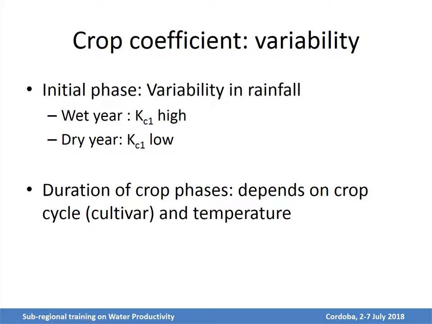We will also have a variability in crop coefficients associated to the different duration of the crop phases for different years. These durations will depend on the crop cycle, on the cultivar, but also on the temperature. If a given year is colder than average, the intervals will be longer, and if this year is hotter than the average, the duration of the intervals will be shorter.